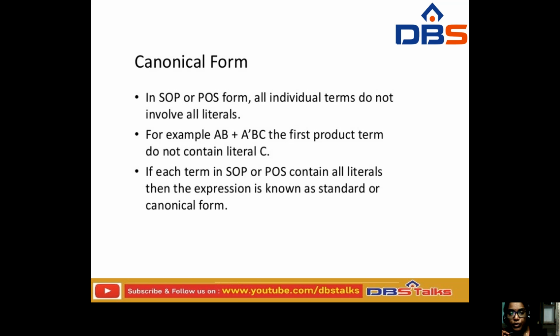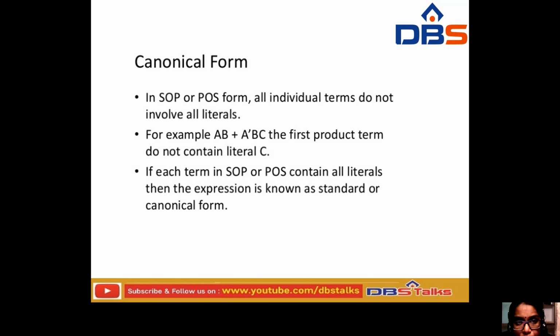That might not be a rule. It is not compulsory that if the next expression uses more than two variables, then the first expression also has to use the same variables. But the basic thing we have to keep in mind is that there should be more than one variable, because only then are we going to perform the operation on it. Suppose in SOP and POS forms, all the individual terms do not involve all literals. But if each term in SOP and POS contains all literals, then the expression is known as the standard canonical form.